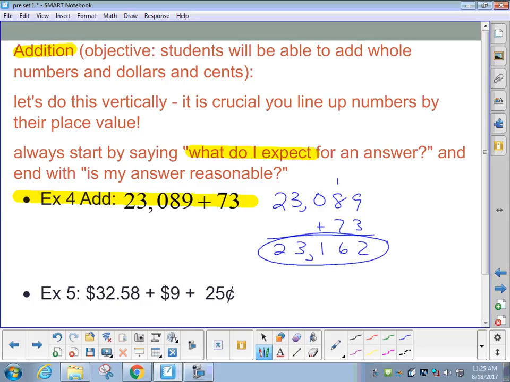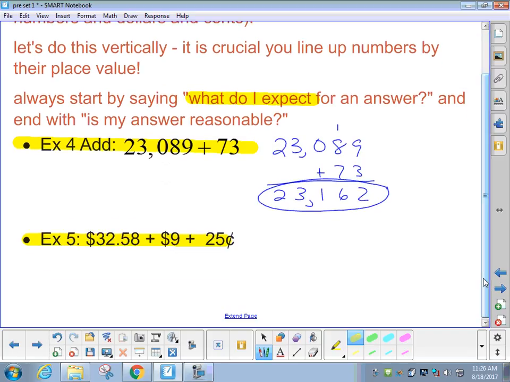Did you get 23,162? Does that answer make sense? It does. Just a little more than 23, just like we thought. Okay, would you then do one example of money? Get that down first the way it is.